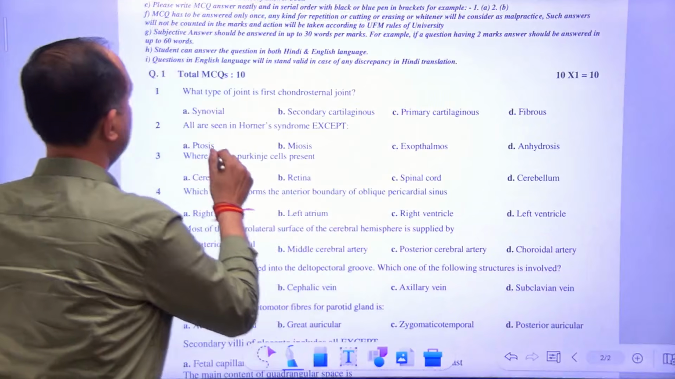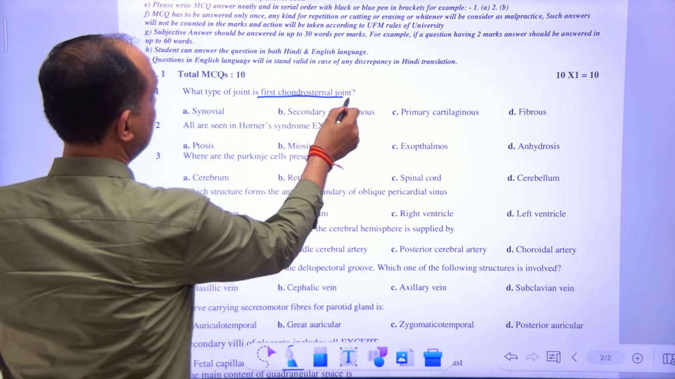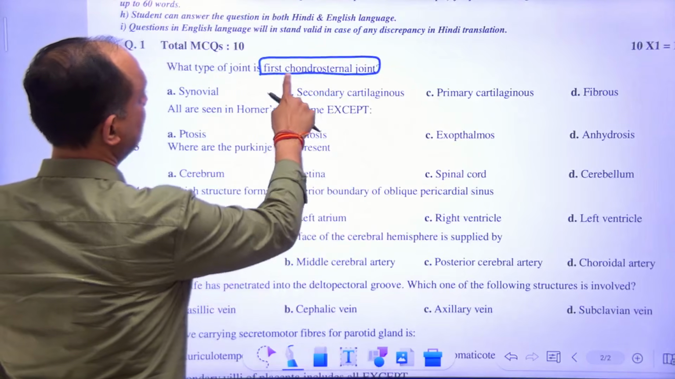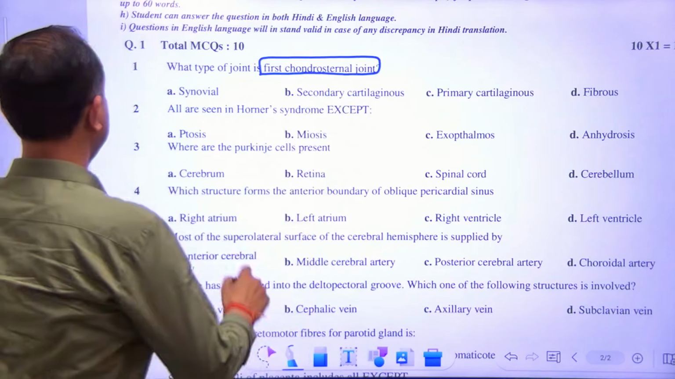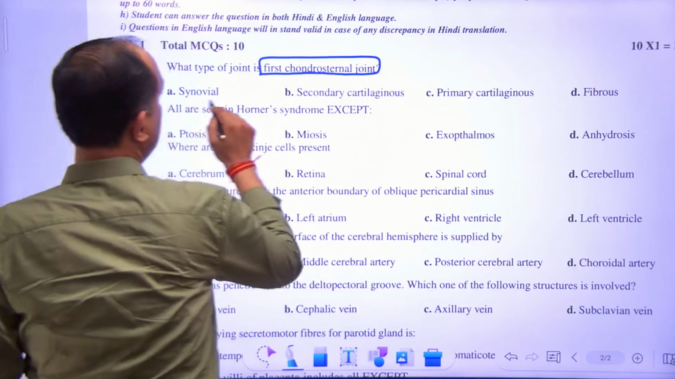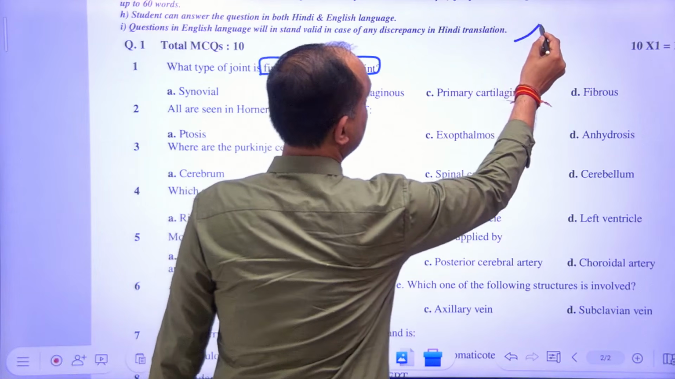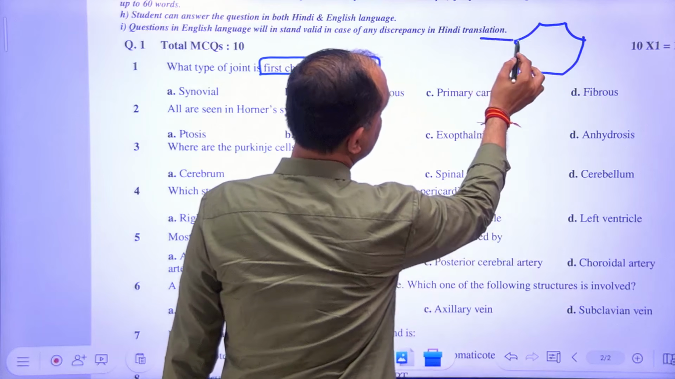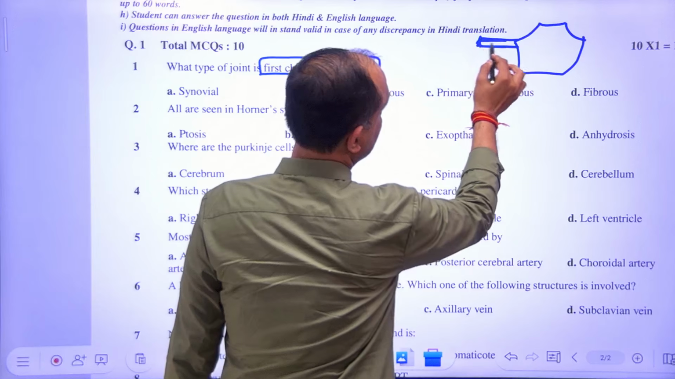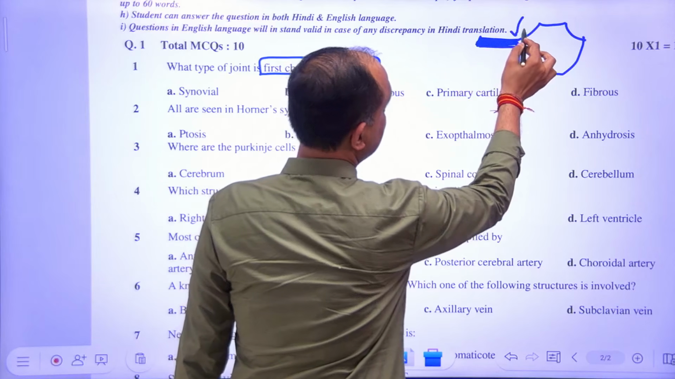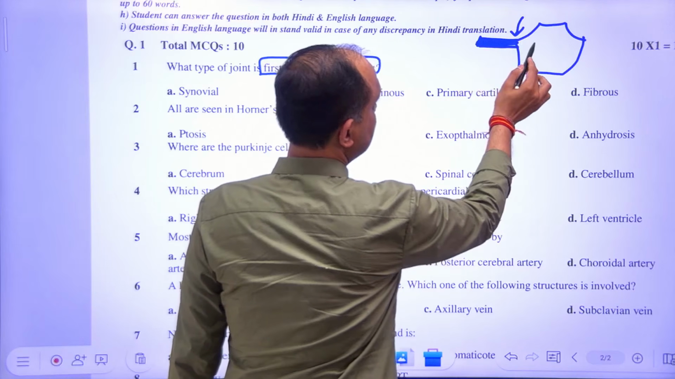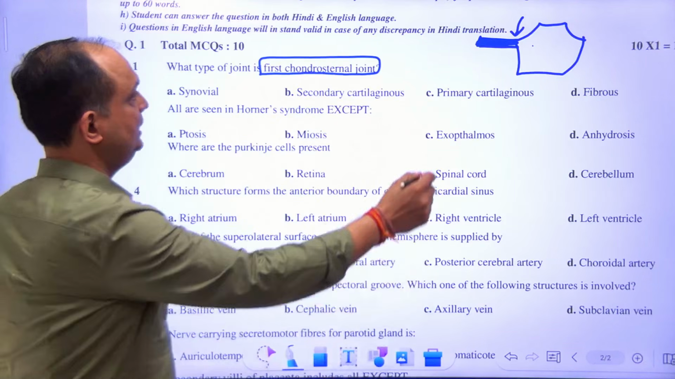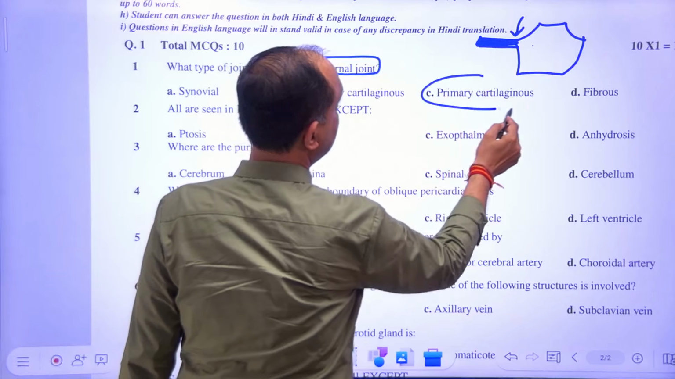So what are the questions we have? Question 1 is, what type of joint is the first chondrosternal joint? Now dear students, when we are talking about chest cavity joints, this is your manubrium and here you will have the first joint. This is your costal cartilage and these joints are known as chondrosternal joints. The first chondrosternal joint is a type of primary cartilaginous joint.